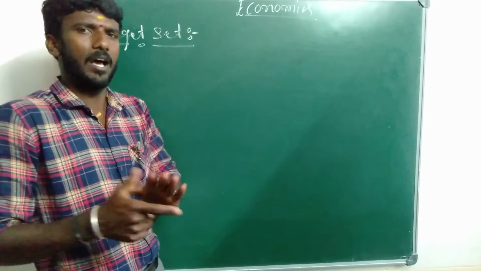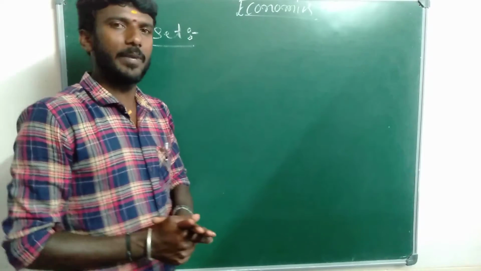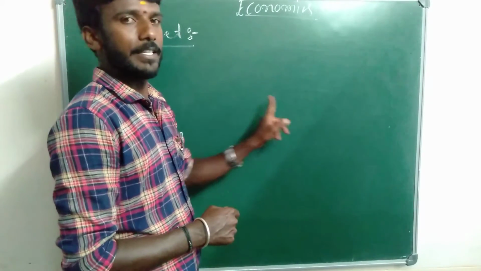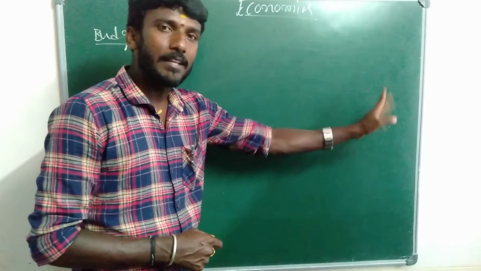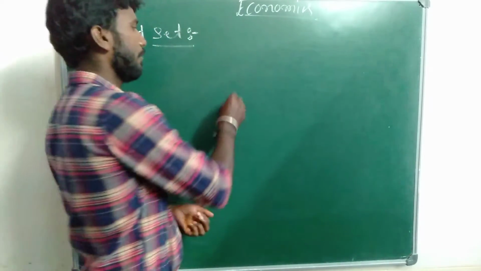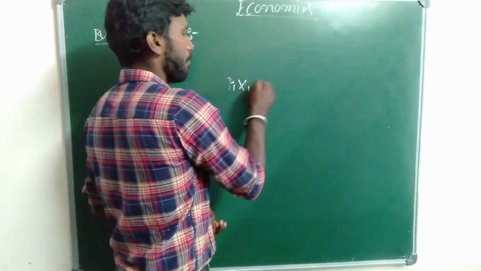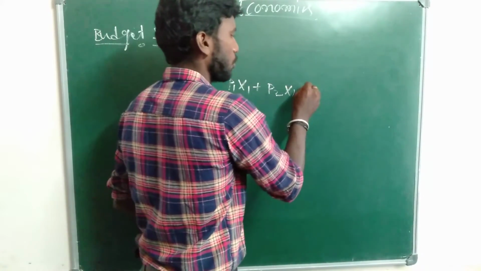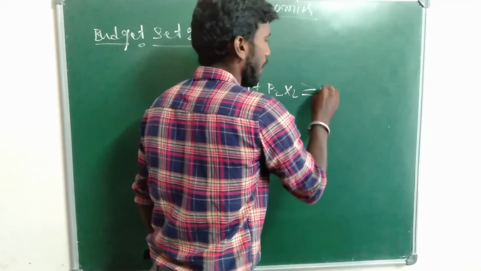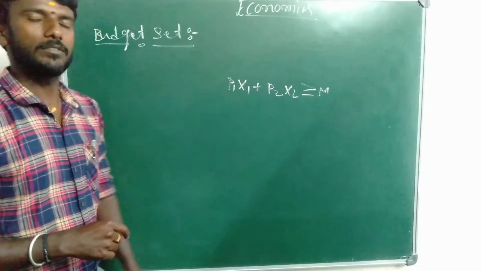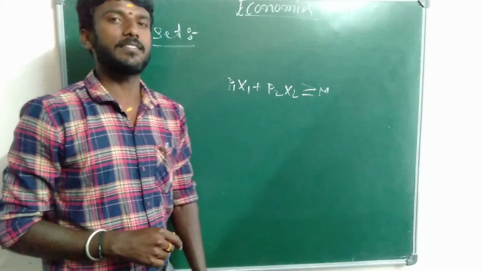As you already know, the equation of the budget set is P1 x1 plus P2 x2 less than or equal to m. So this is the equation of a budget set.